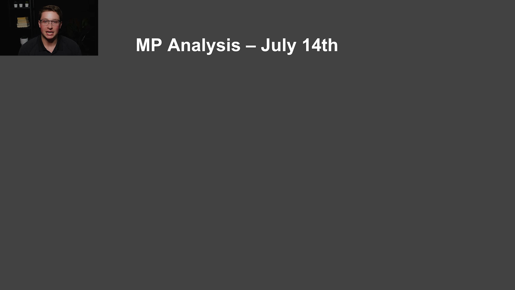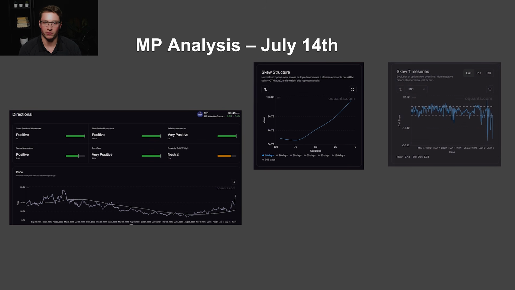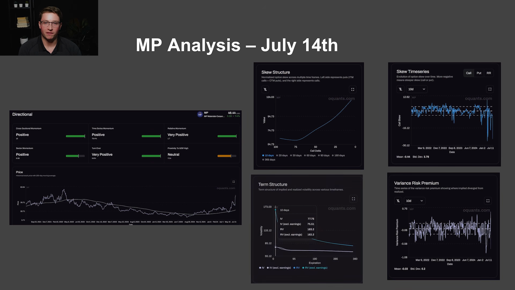The next is MP. MP showed strong performance across momentum categories, with price action confirming bullish strength. Call skew was stretched far beyond historical averages, offering excellent conditions for skew harvesting. With realized volatility near 85 to 90%, the at-the-money option was fairly priced, while the wing was meaningfully overpriced.